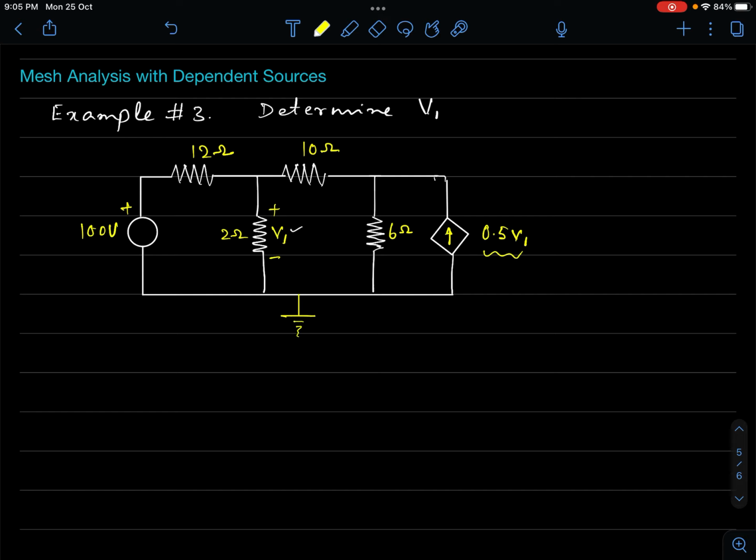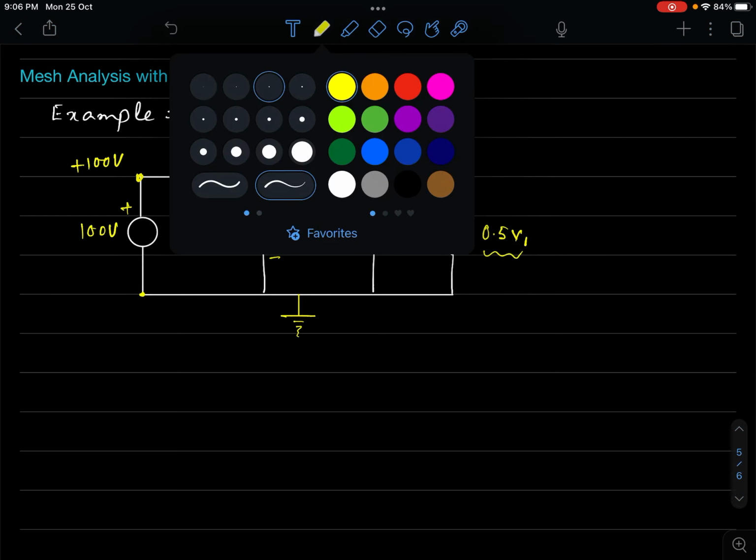With respect to the datum node, the potential of this node obviously is plus 100 volt, because the potential difference between this node and the datum node is 100 volt, and when one end of the voltage source is taken as the datum or the reference, which is supposed to be at zero potential, the other one is at plus 100 volt. Similarly, extending the same logic, the potential of this node is V1. The potential of this other node is not known, so I will name it V2. I will formulate equations and then try to solve the problem.